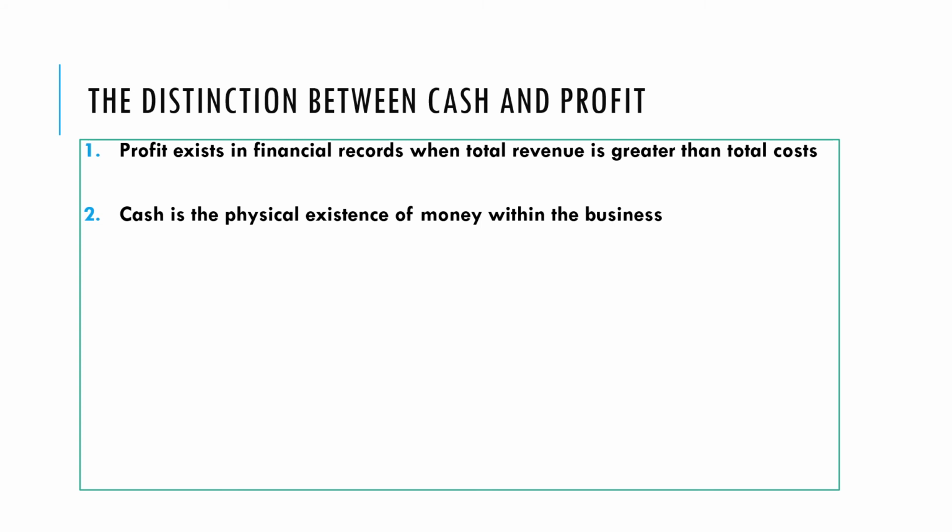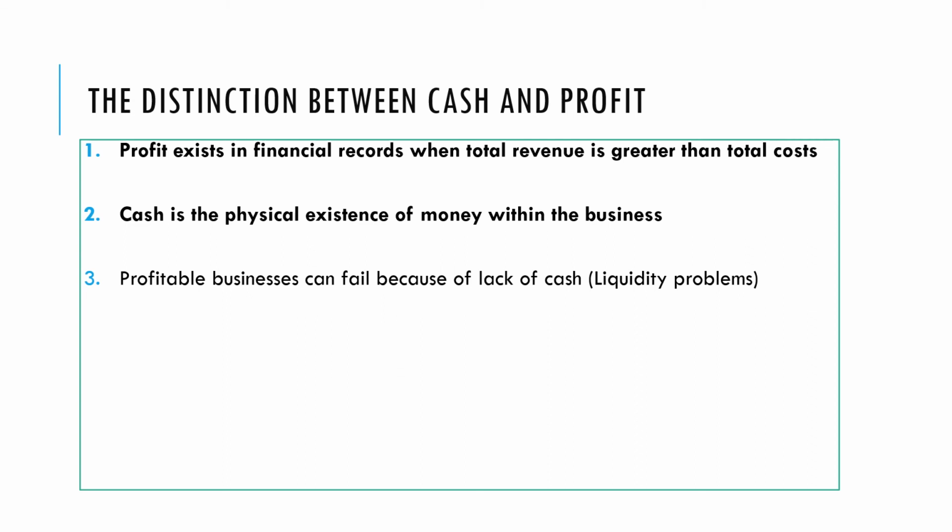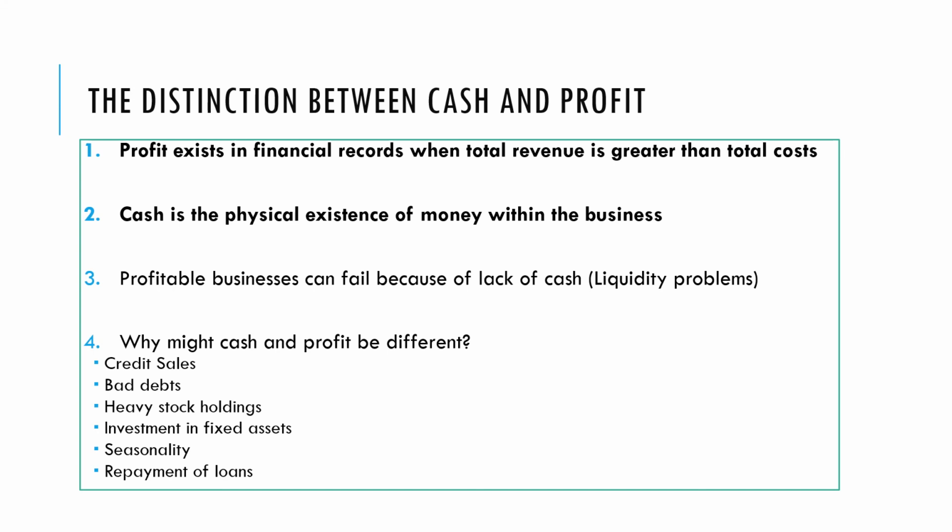Cash and cash flow is trying to record something different. It's trying to record all the actual physical movements of cash in and out of the business. And sometimes businesses that make a profit can run out of cash, which we call liquidity problems. And there's a number of reasons why cash flow and profit might be different. For example, credit sales or bad debts, or having lots of stock, seasonality and repaying loans. So let's go through this.